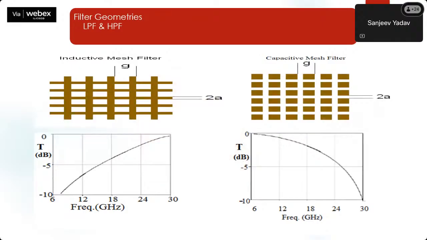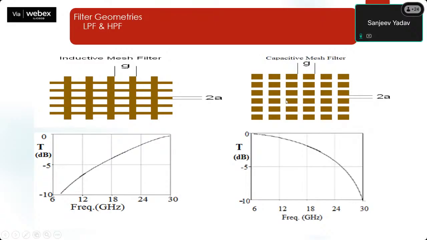Here I've shown you some of the filter geometries, like the low pass filter and the high pass filter. Here you can see that this is the mesh type. The brownish part which we are showing is metal, and this is an inductive mesh filter. Here you can see the response, frequency versus transmission. In the capacitive mesh filter, you can see that the response is just the opposite.